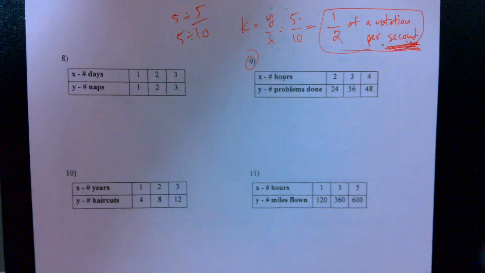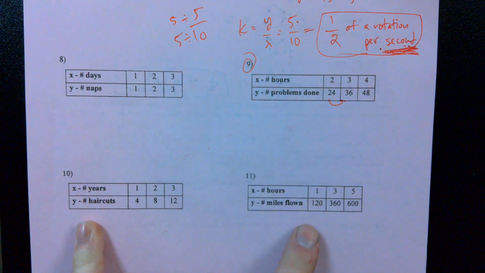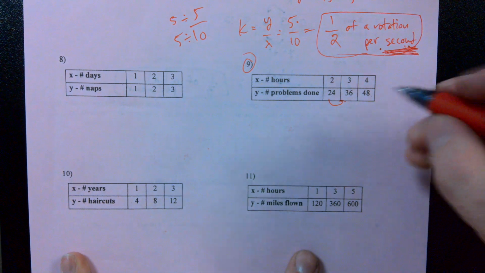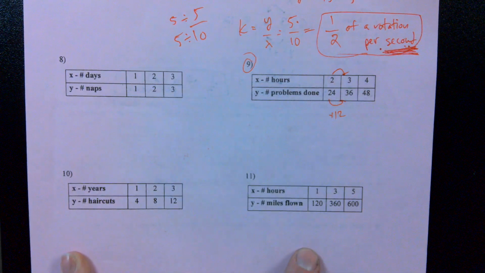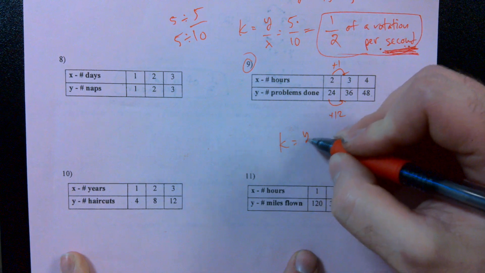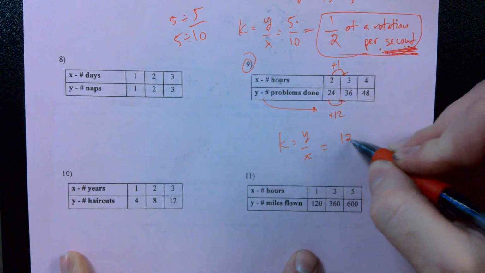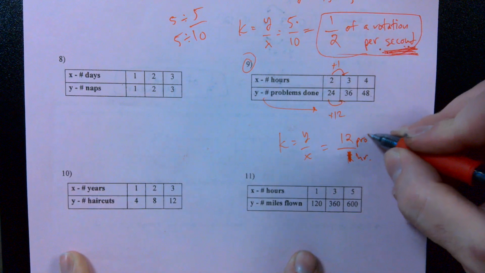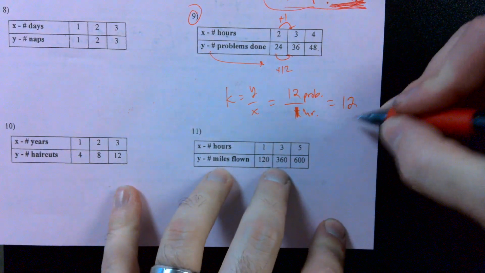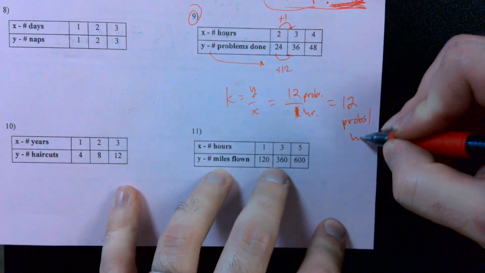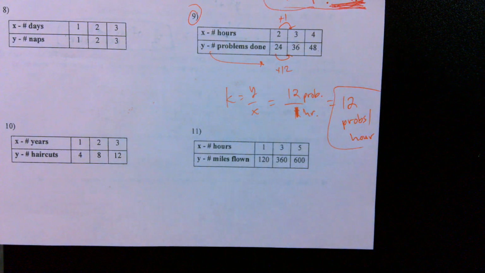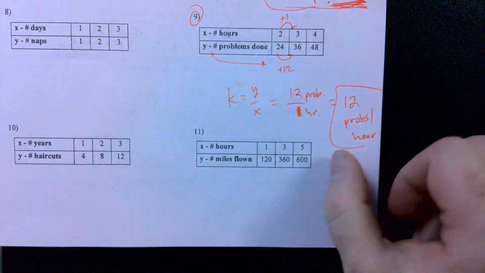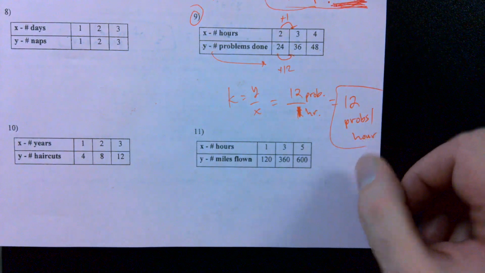And then number 9, we're going to quickly go through. How do I get from 24 to 36? Plus 12. How do I get from 2 to 3? Plus 1. K is equal to y over x. My y is 12. My x is 1. What's 12 divided by 1? Just 12. So 12 problems per hour. Anybody get 12 for number 9? Yeah. Good. All right.